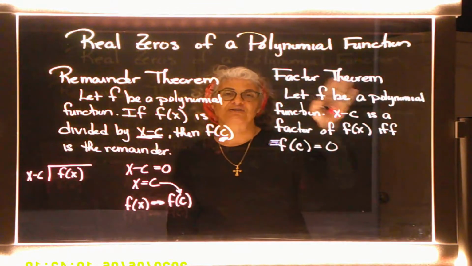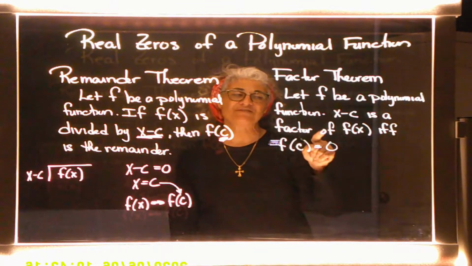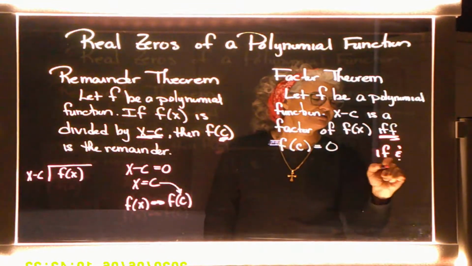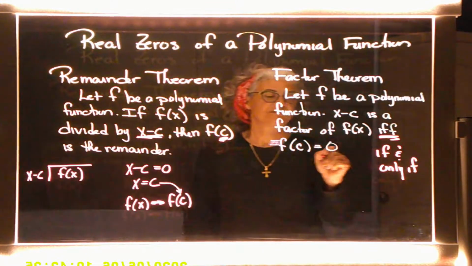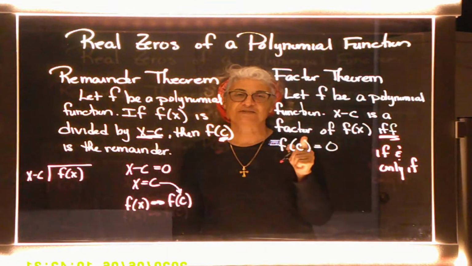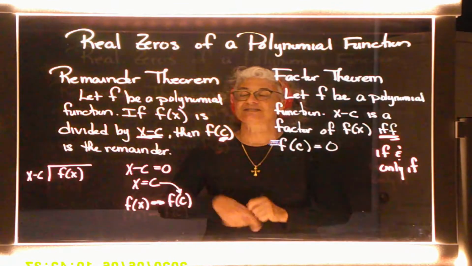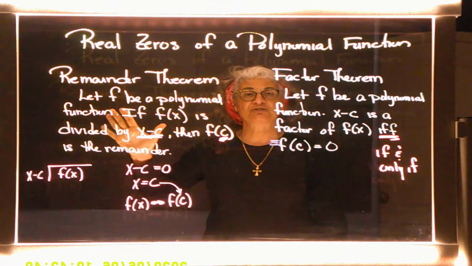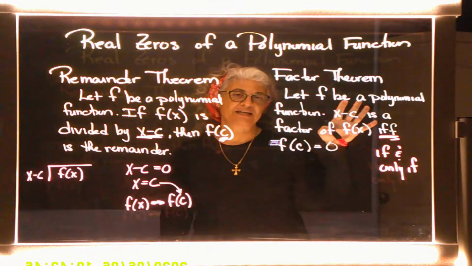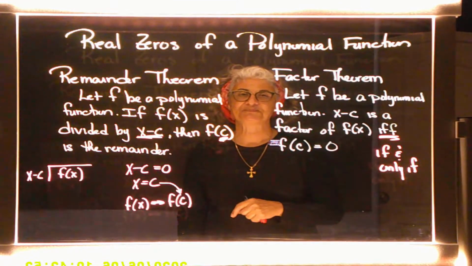Well, the factor theorem says, let f be a polynomial function. x minus c is a factor of the function if and only if f of c equals 0. These two theorems go hand in hand. This first one shows you how to find the remainder a different way other than long division. This theorem says if that remainder happens to be 0, then x minus c is a factor. Cool?